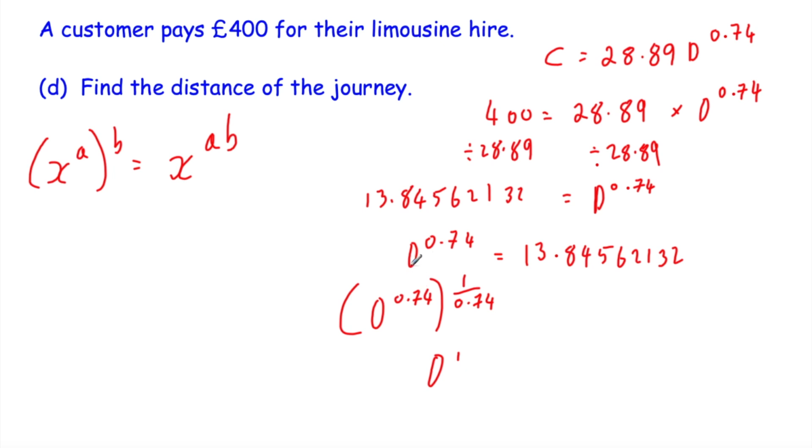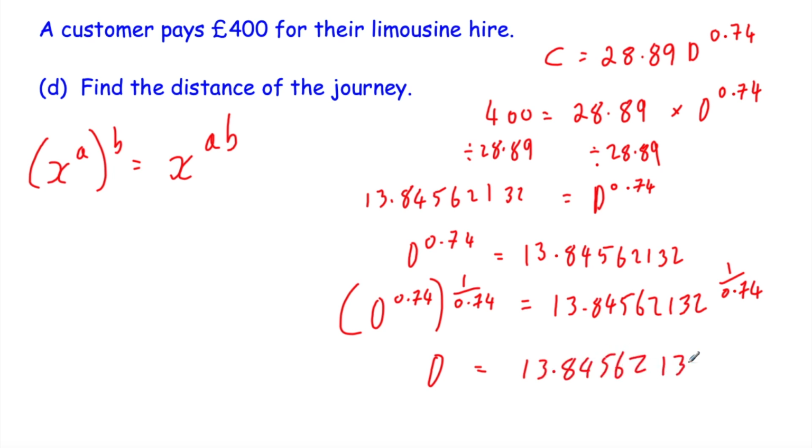So what I've done here is raise the left-hand side of the equation to the power of 1 over whatever the power was, so 0.74. We have to do the same to the right-hand side of the equation, where we had 13.84562132, and raise that to the same power, 1 over 0.74. That gives us d to the power of 1, or just d. And on the right hand side, that's equal to 13.84562132 to the power of 1 over 0.74.